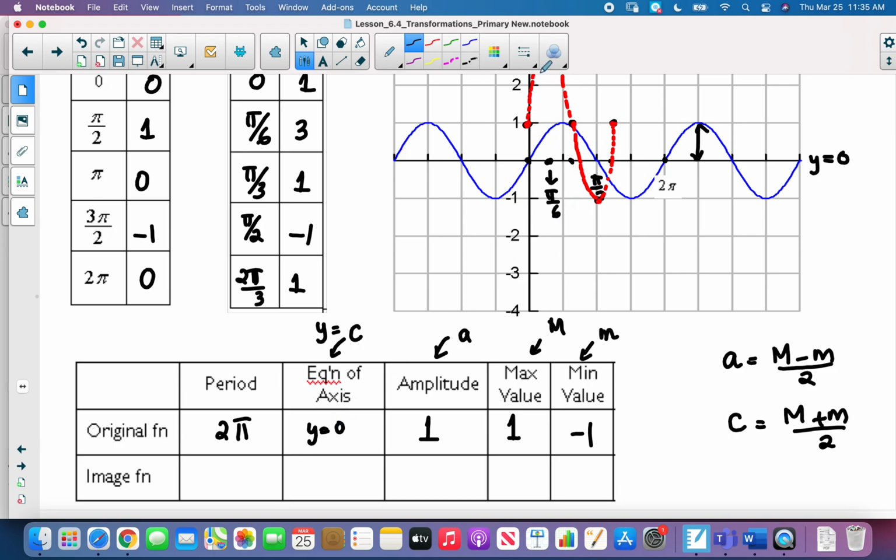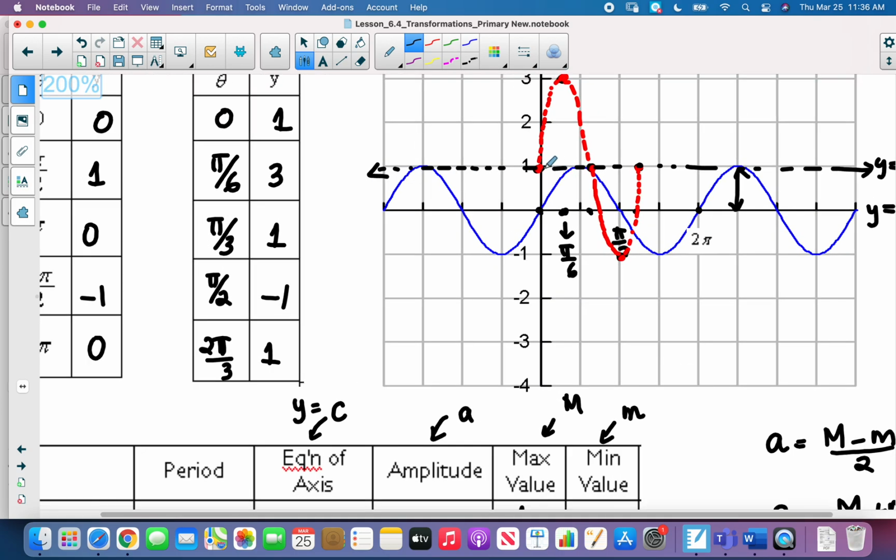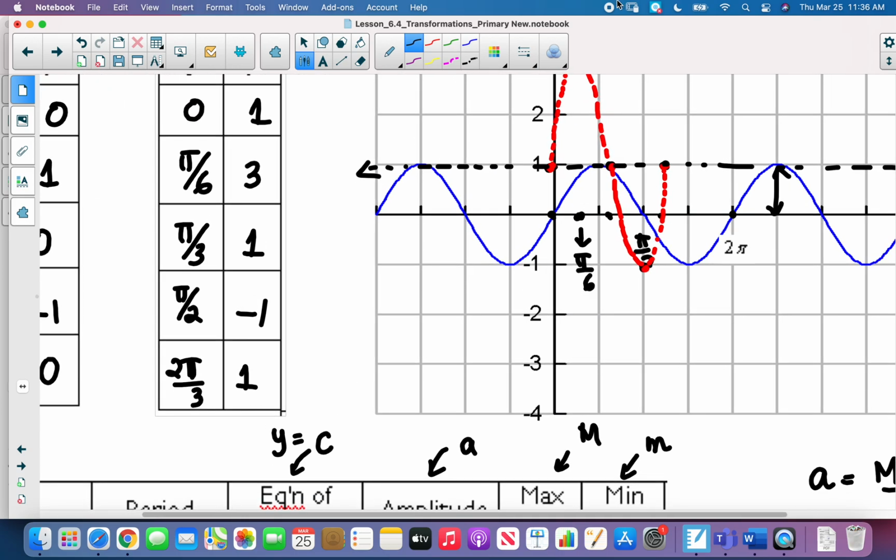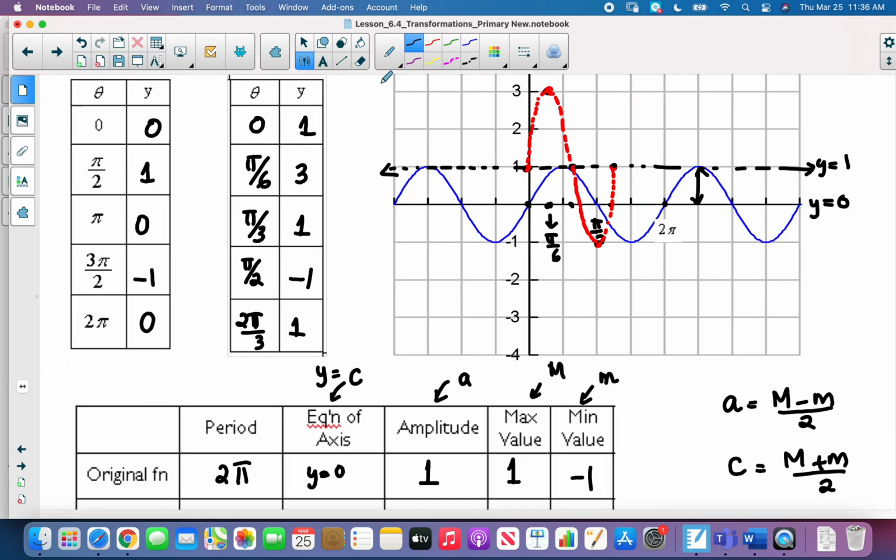Looking at the diagram here in red for our transformed function, you can see it completes one period in 2 pi over 3 radians, right? And its equation of axis is the line that divides it into 2 halves. It has a different line which has the equation y equals 1. The amplitude is the length from the equation of axis to our maximum or our minimum point on the sinusoidal function. So if you look at the distance from the equation of axis to here, or to here, you can see the amplitude is clearly 2.